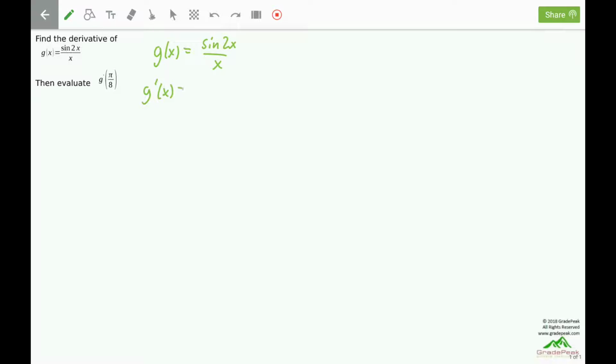g prime of x will be the derivative of the numerator, cosine of 2x, then times 2. The derivative of sine is cosine, but then 2 for the derivative of the inside, to complete the chain rule. Derivative of the numerator times the denominator left alone, minus the numerator left alone, sine of 2x, times the derivative of the denominator, that's a 1, and that entire thing divided by the denominator squared.